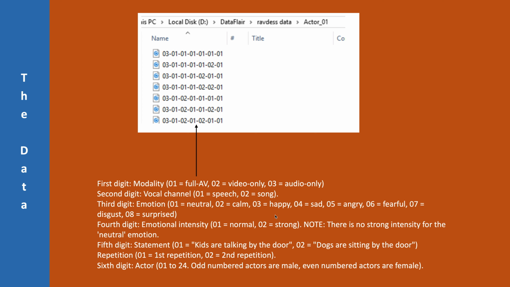So there are 24 actors, and they are assigned numbers 1 to 24. Odd numbered actors are male, even numbered actors are female. So on the screen here you can see the first recording was by actor 1, which is an odd number, so it was a male. The second recording was by actor 2, so it means it was a female, right? And you can also see that the last 3 audios had a calm emotion, while the first 4 had a neutral emotion.